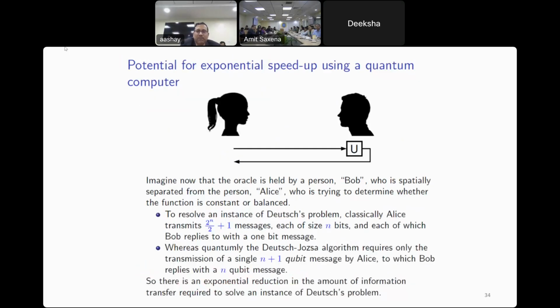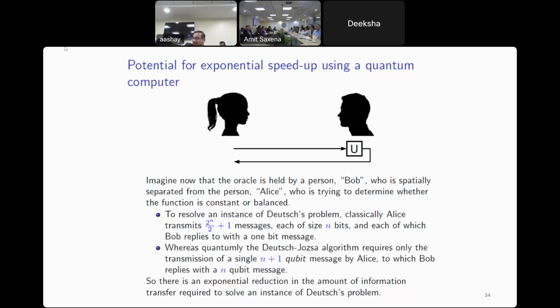Okay, and this can probably be taken as a quantum communication channel, where we have Bob and Alice. Bob and Alice are separated. Alice is trying to determine whether the function is constant or balanced.